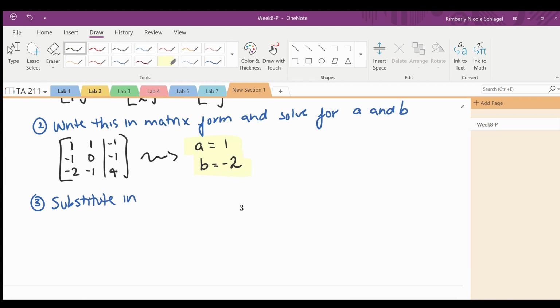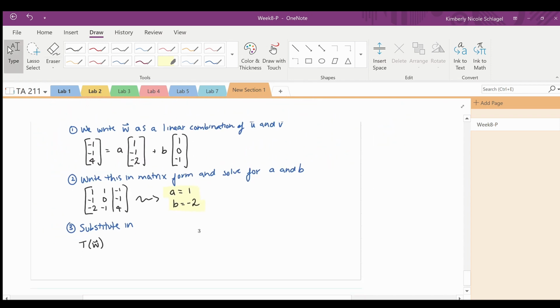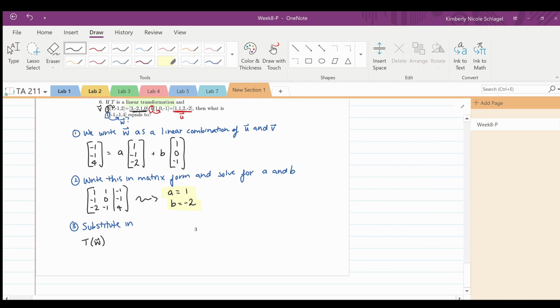Okay, so we have our T times W. We're trying to find our transformation. Our T times W is what we're trying to find here. So our T times W is equal to 1 times T times, which one did I name this one? I named this one, 1, 0, V, minus 2 times T times our U.